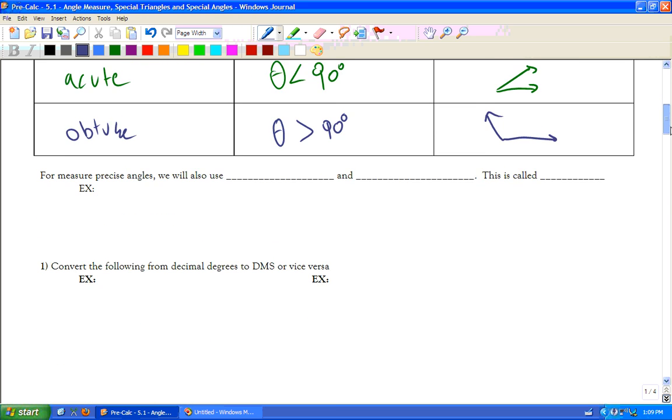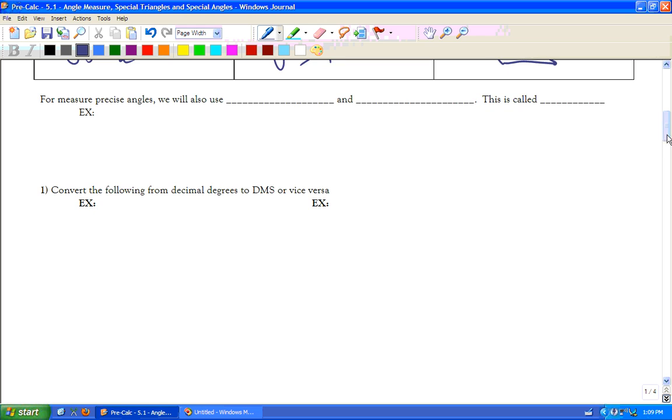What may be new, maybe you haven't worked with these before, are different ways of measuring angles in a more precise manner. Besides degrees, you're also going to see minutes and seconds. Because these measurements are degrees, minutes, seconds, you may also see it as DMS. An example would look like 118 degrees, 32 minutes, and 34 seconds. This is the symbol for degrees. One dash means minutes. Two of them means seconds.